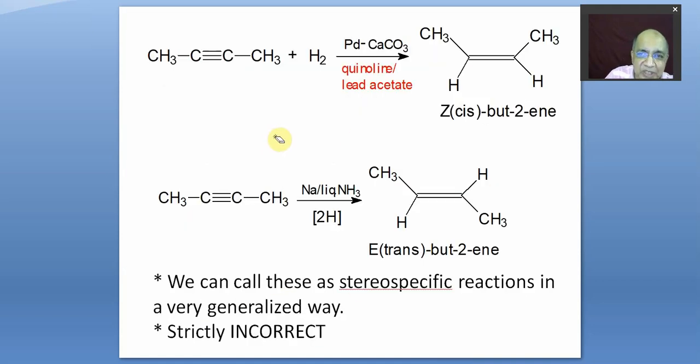Now the same thing I was saying: this is the Lindlar's catalyst, palladized barium sulfate or calcium carbonate, poisoned by quinoline, lead acetate or sulfur, then you get cis, Z, and if you take sodium in liquid ammonia, it will give the trans. The reactant is the same one. There is no stereoisomeric reactant. Had it been a truly stereospecific reaction, then these two would have been stereoisomers, which is not possible in the case of alkynes. Therefore, strictly you cannot use the term stereospecific.